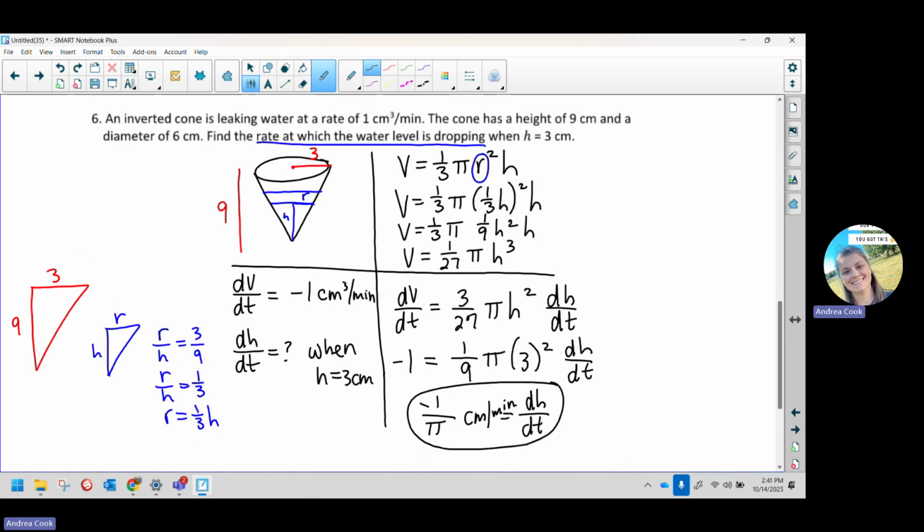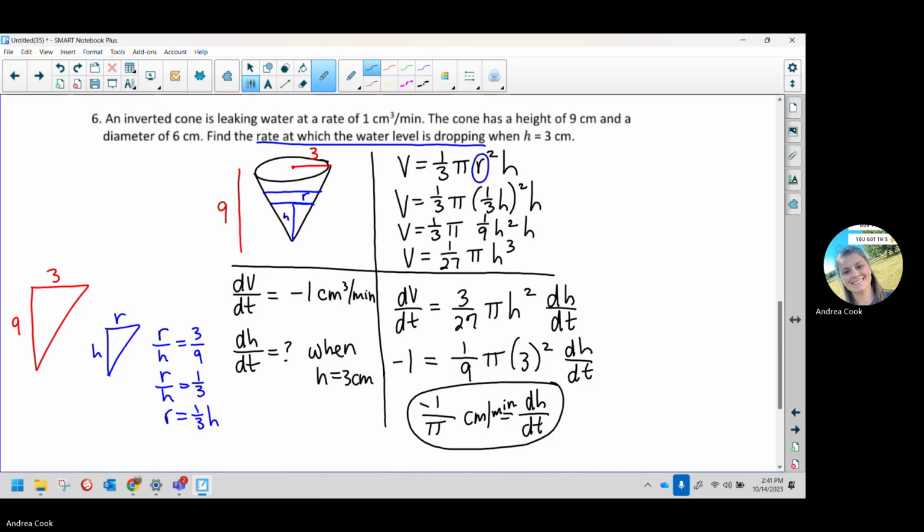Okay, -1 over pi is what you should get. All right, so first of all, dV over dt is negative because the water is leaking out of the tank.